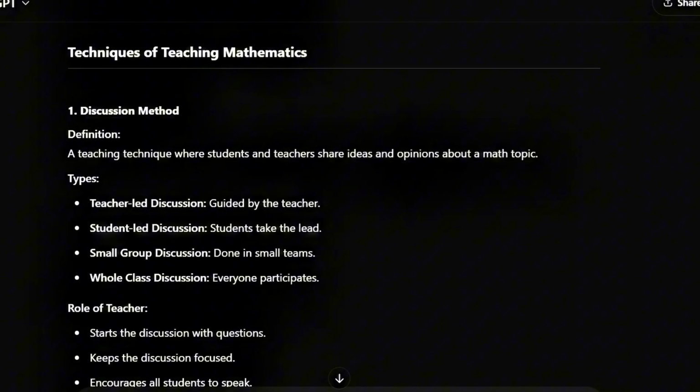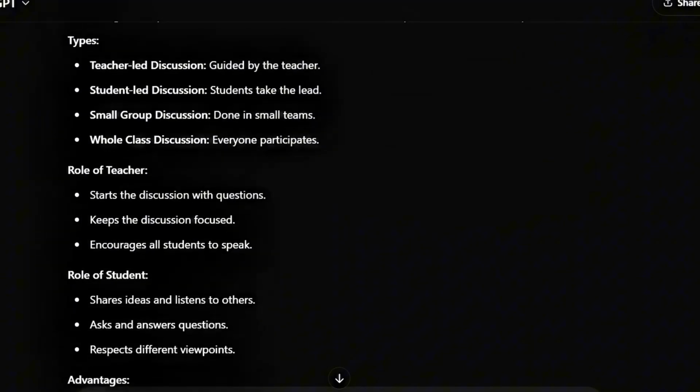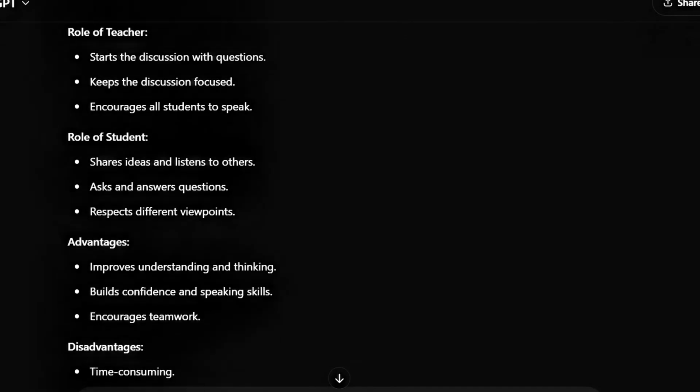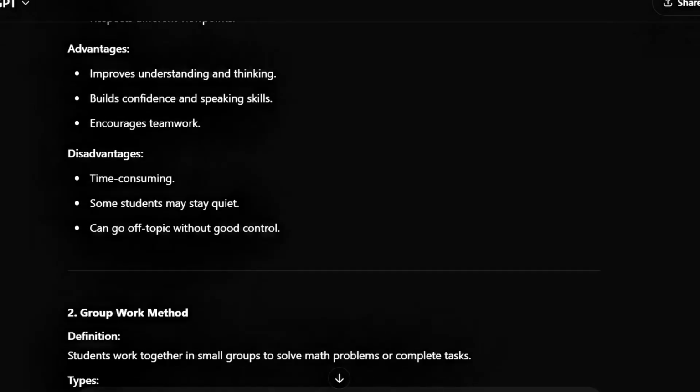Role of teacher: starts the discussion with questions, keeps the discussion focused, encourages all students to speak. Role of student: shares ideas and listens to others, asks and answers questions, respects different viewpoints. Advantages: improves understanding and thinking, builds confidence and speaking skills, encourages teamwork. Disadvantages: time-consuming, some students may stay quiet, can go off topic without good control.